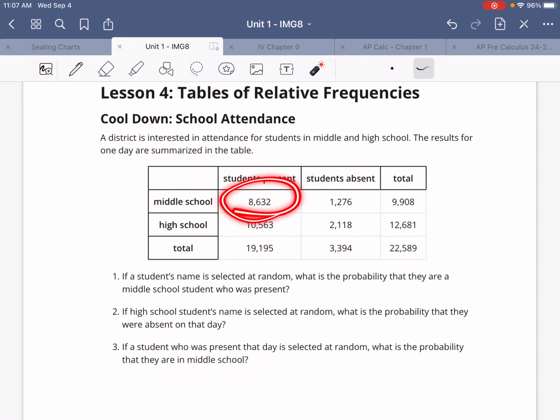You take the desired, or the selection that you're going with, and the total for the particular sample space that you're looking for. So be really careful about coming up with your totals. Let me know if you have any questions.